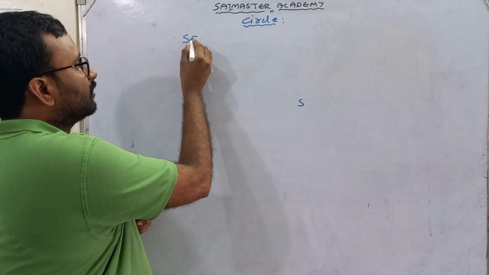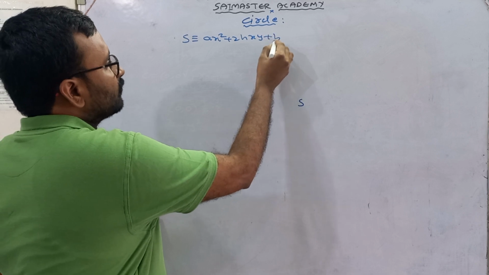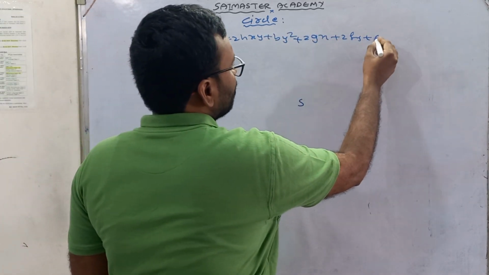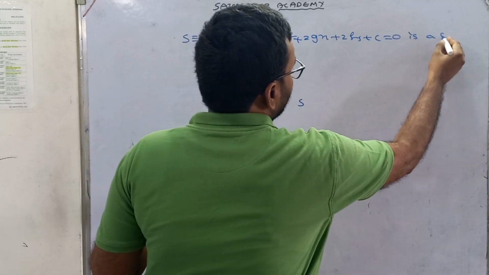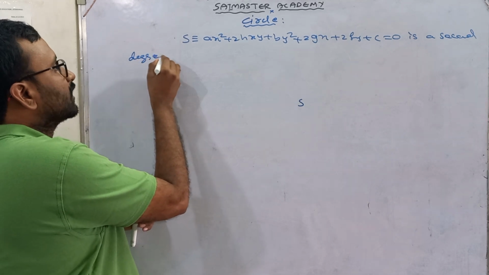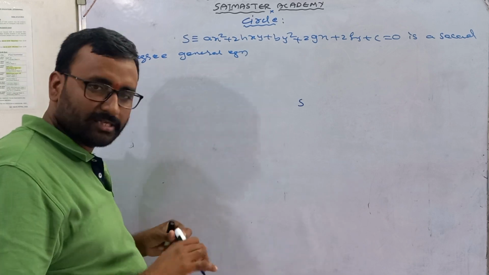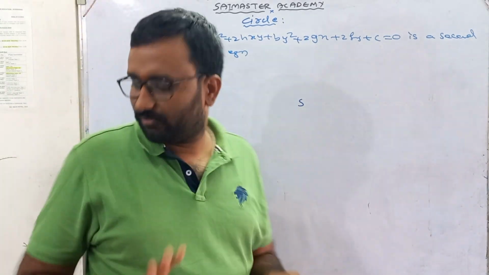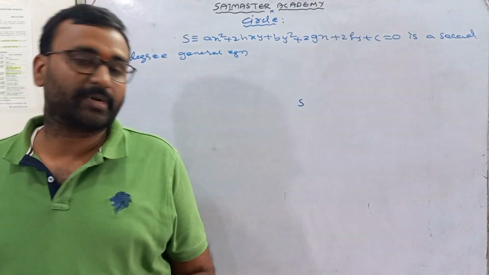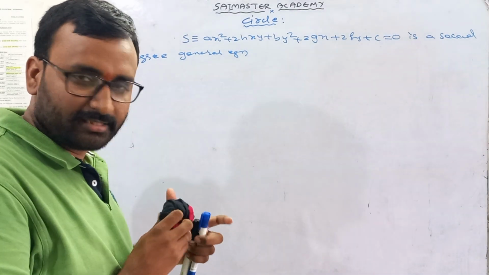That's why I'm writing: if S = ax² + 2hxy + by² + 2gx + 2fy + c = 0, this is a second degree general equation. This only will give us all the conic sections like parabola, ellipse, hyperbola, and also pair of lines, pair of parallel lines. Everything will give this only. This is a second degree general equation.